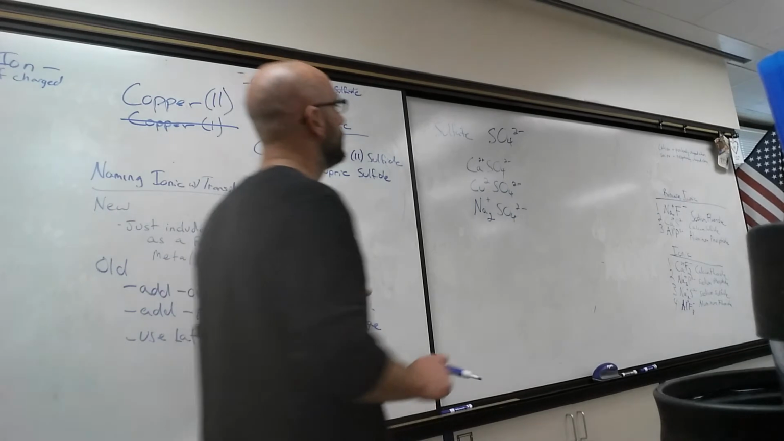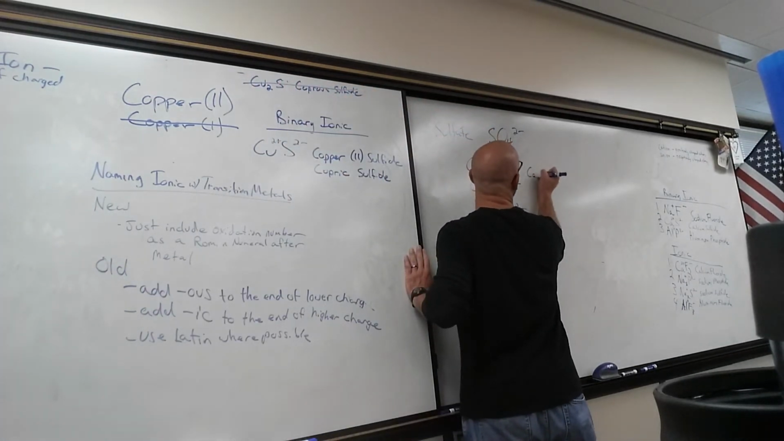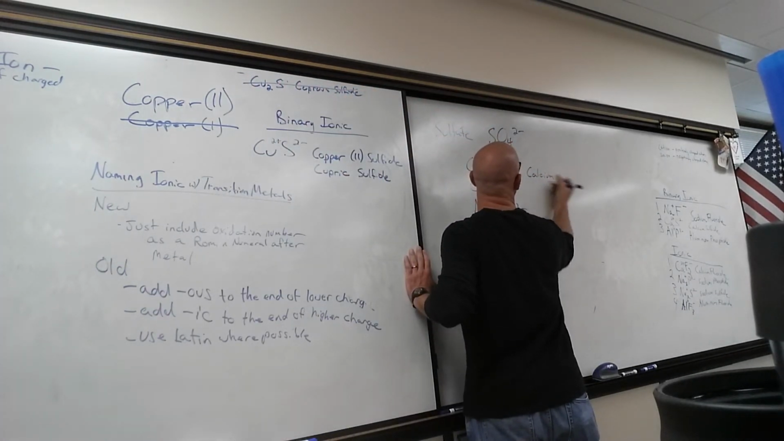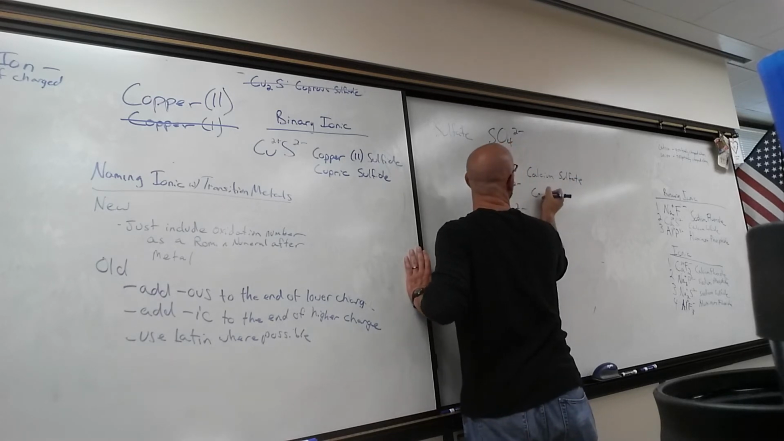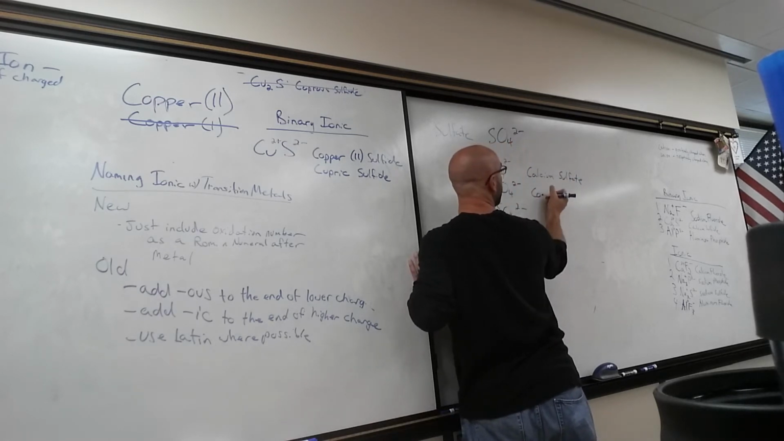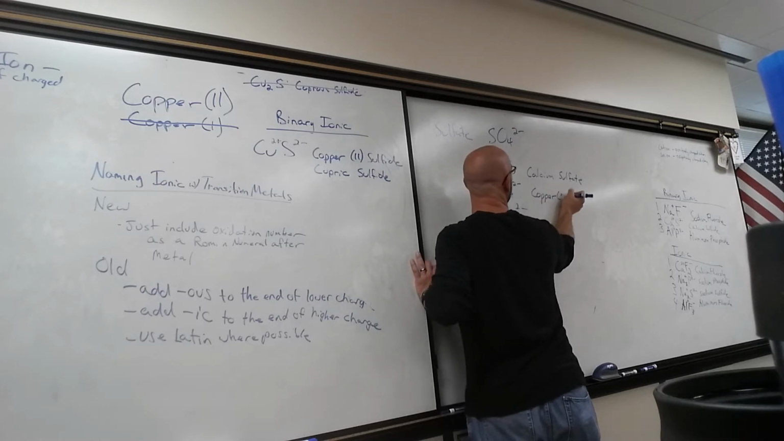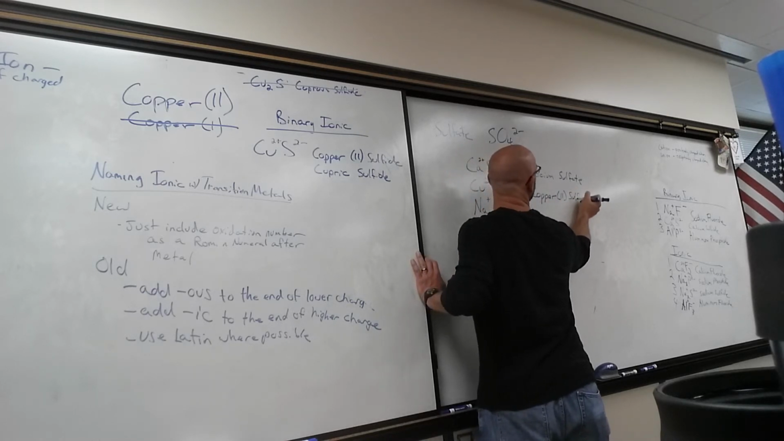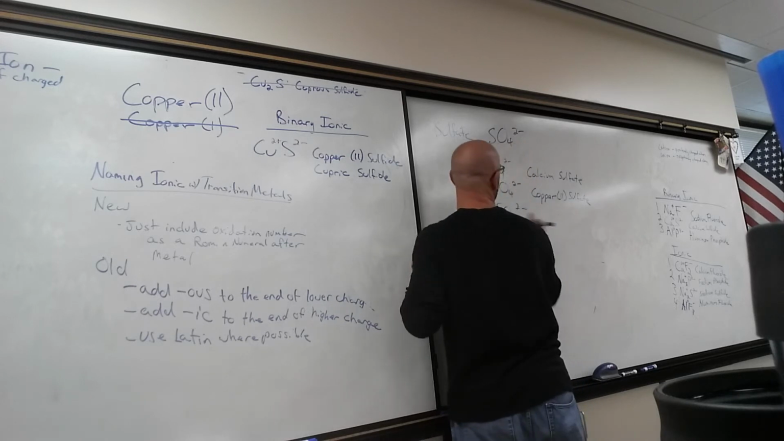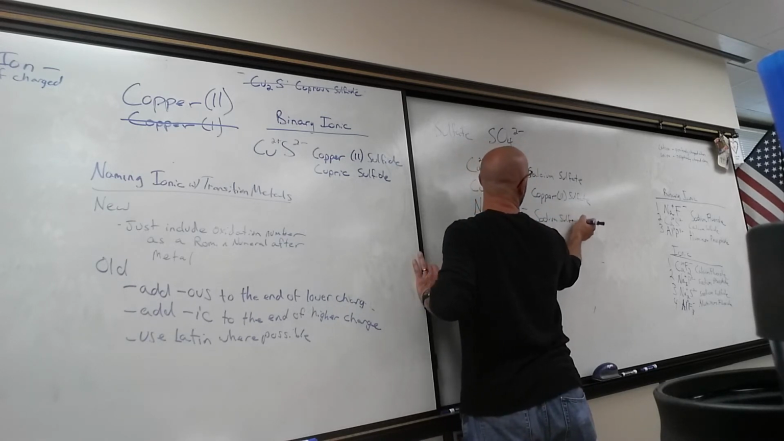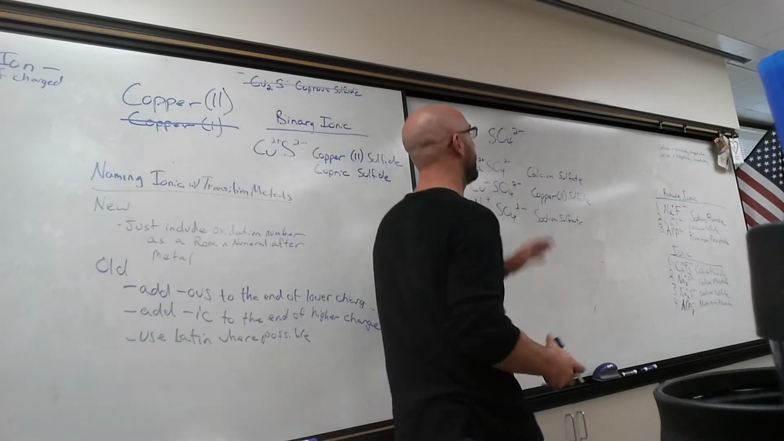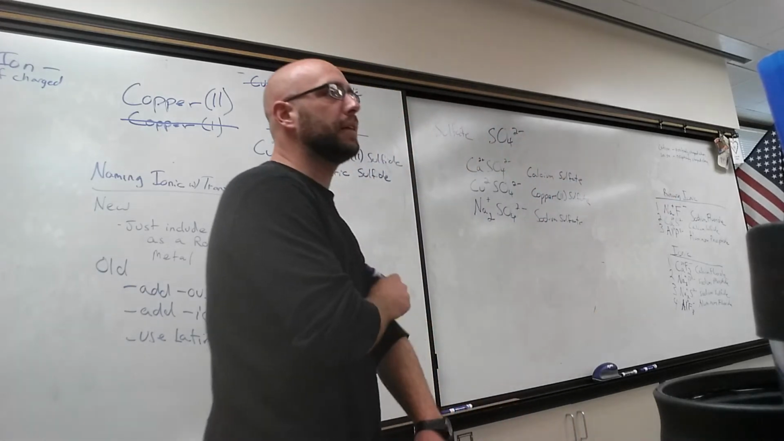All right? And we would just name these very simply. Calcium, we just keep the name that we've given it. Sulfate. What was this one going to be called? Copper 2 sulfate. And sodium sulfate. So if we were to add sulfate to this group of things we had here, these would be the 3 compounds we come up with.